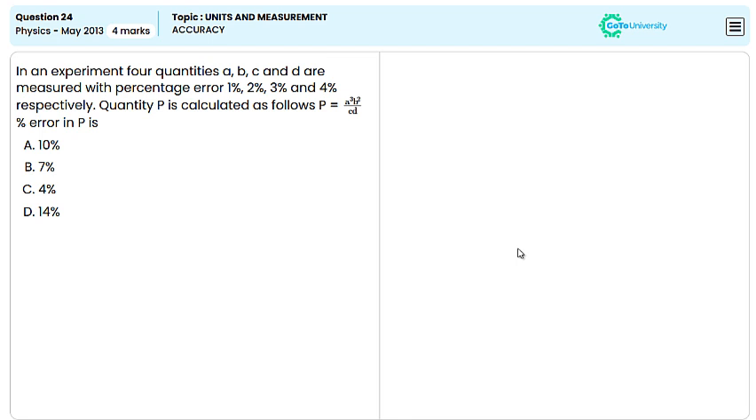To determine the percentage error in P, let us analyze this problem step by step. Given the formula for P is equal to A cube B square by CD. And the errors in measurements are percentage error in A is 1%, in B is 2%, in C is 3%, and in D is 4%.